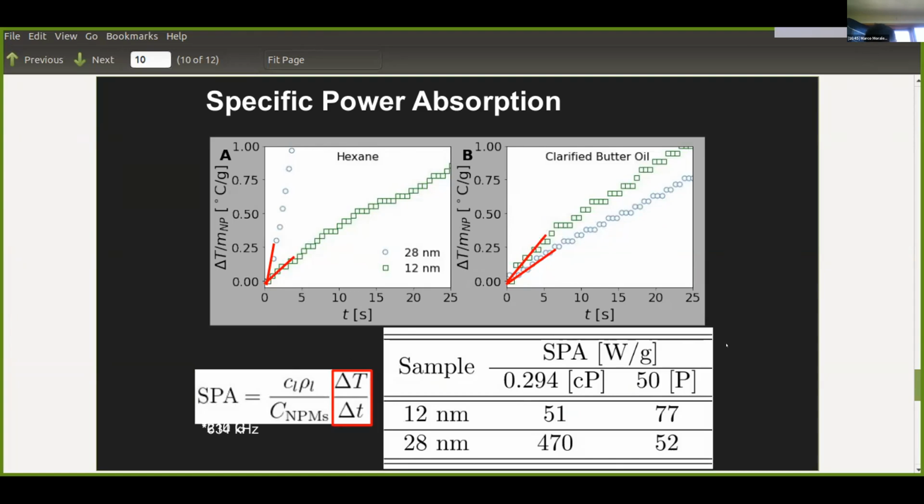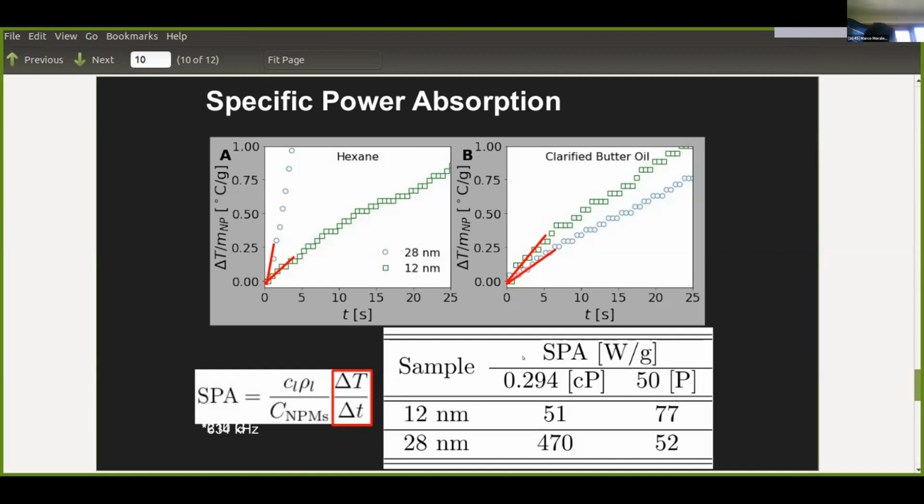Hexane is a medium where the particles are dispersed easily, but in clarified butteroid, the particles are more restricted. They cannot move freely in the medium. From this analysis, we find a drastic effect with the change of medium.